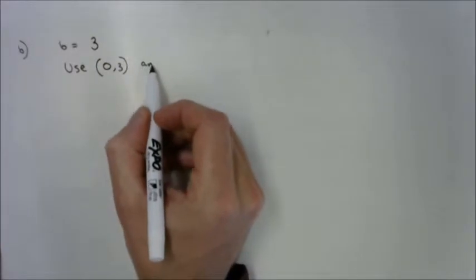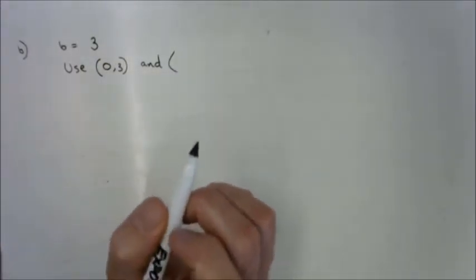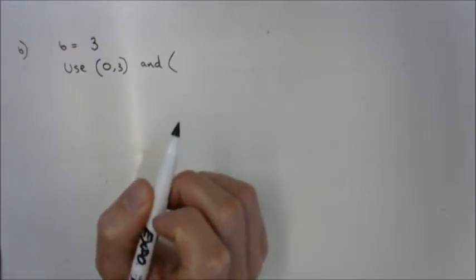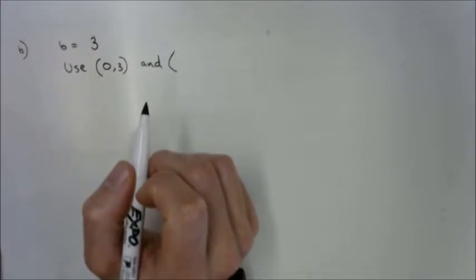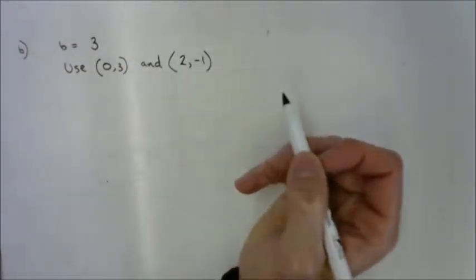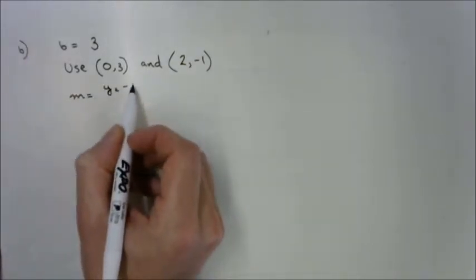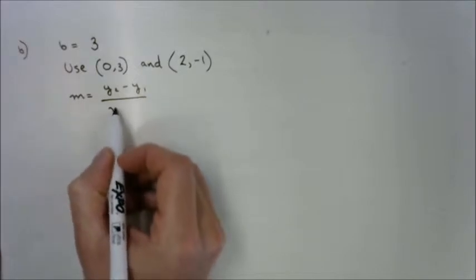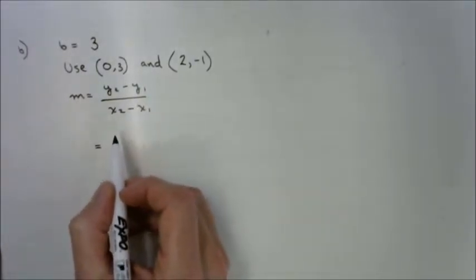We're only finding the y-intercept, not the slope. In order to calculate slope, we need 2 points. Is 2, negative 1 on the graph? Looks like it, yes. So let's use 2, negative 1. Now, m equals y2 minus y1 over x2 minus x1. Sub in my values.